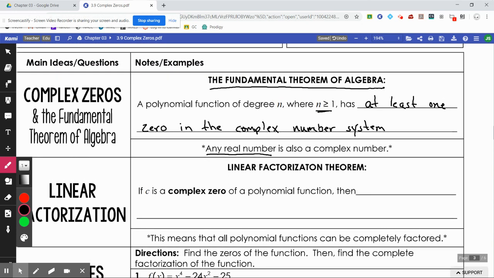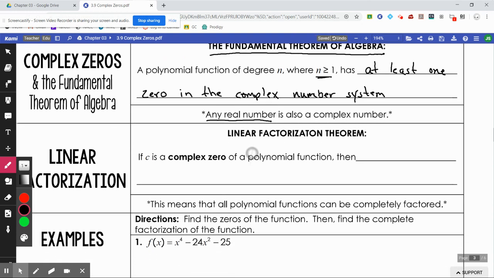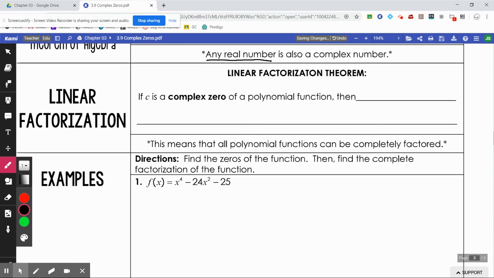And you might be thinking, well, but I thought a zero was like an x-intercept where it crosses the x-axis, and it is. An x-intercept is a zero. However, there is a possibility that it's not going to cross, but you're still going to have imaginary zeros. So therefore, next up, linear factorization.